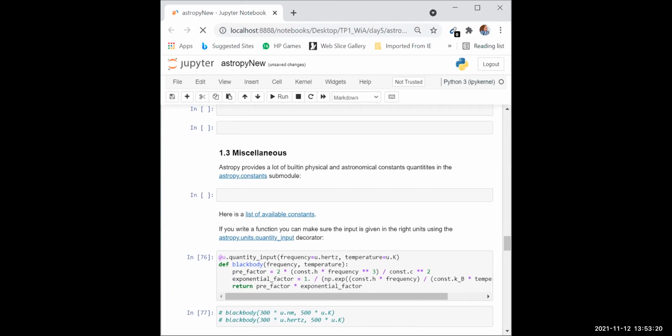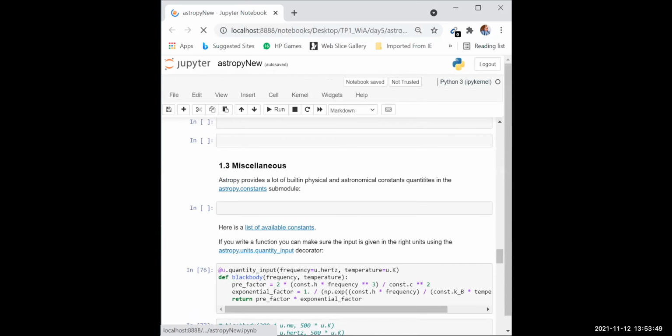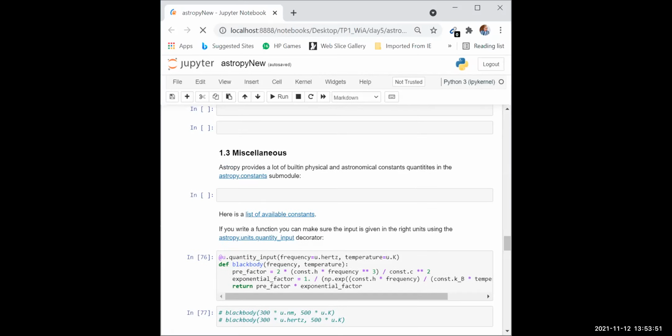So we have the main file which we have shared with you. You have more of these miscellaneous ones. Just to indicate to you, Astropy provides a lot of inbuilt physical and astronomical constants which can be used. And you can see the hyperlink here, astropy.constants. If you click on that, you will see all the possible constants which are available.